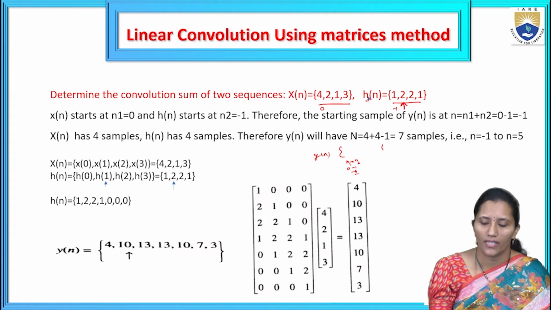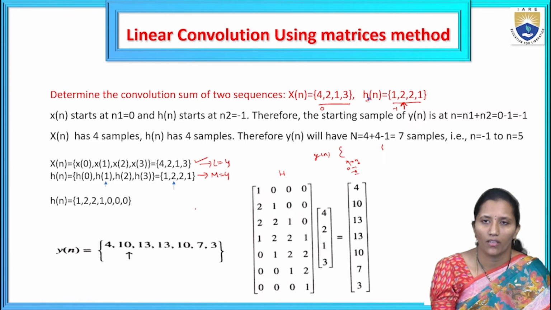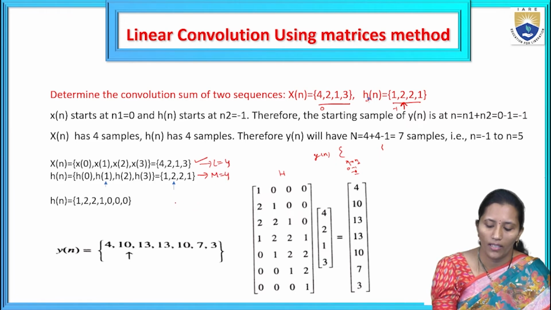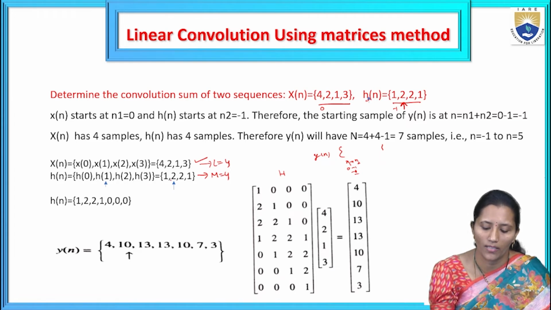And how to represent these matrices? For the H matrix, we have x of n as 4, 2, 1, 3, so 4 samples, L is equal to 4, and M is equal to 4 samples for h of n. But any one sequence we have to make equal to the length L plus M minus 1. So here I am taking h of n, I have 4 samples, but L plus M minus 1 is 7.